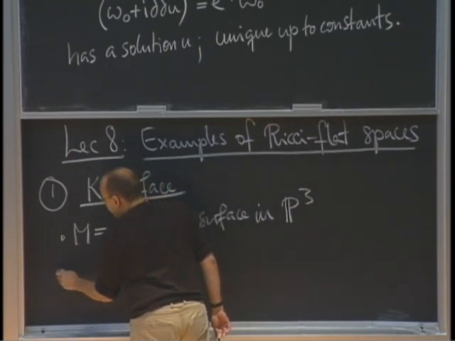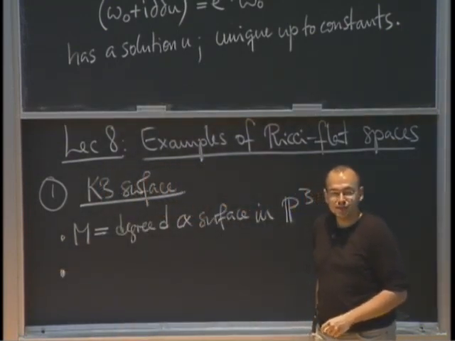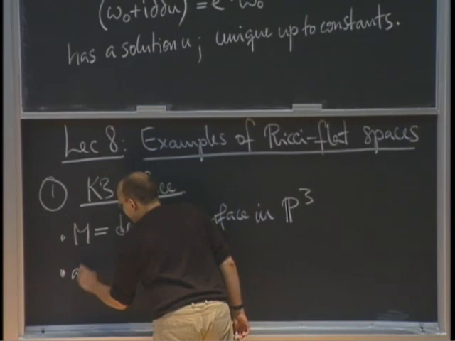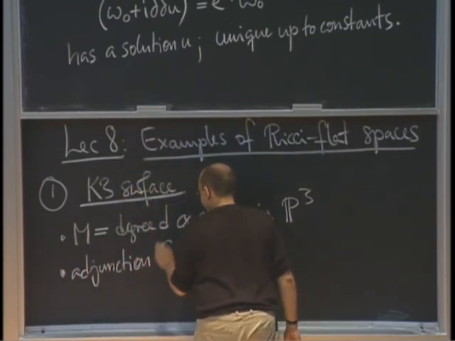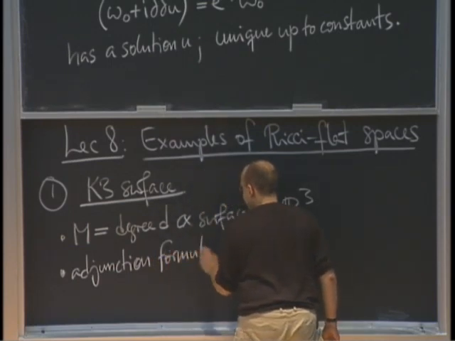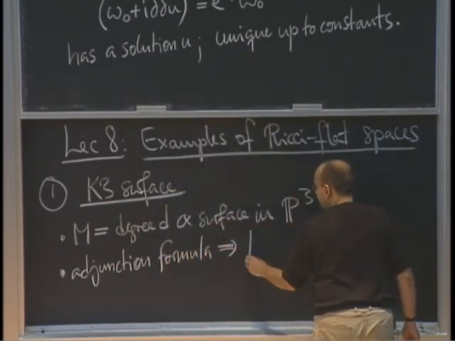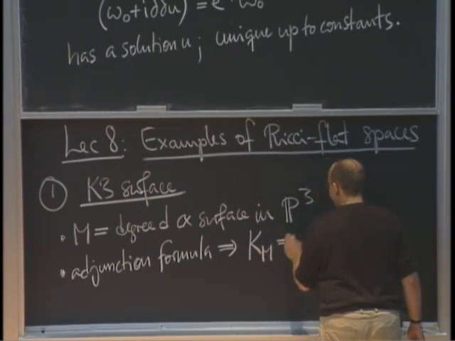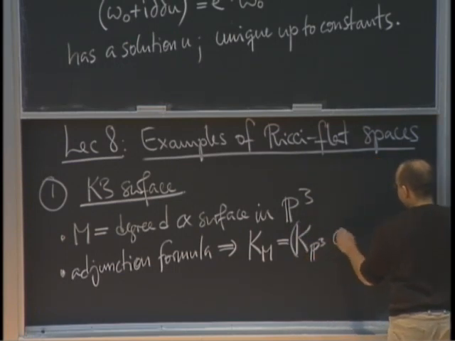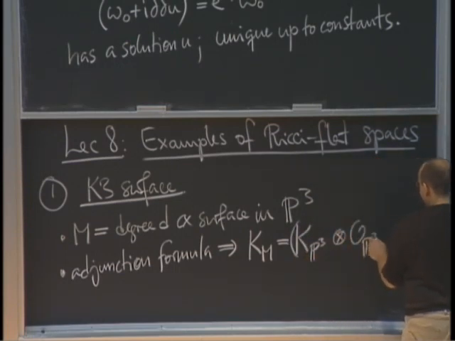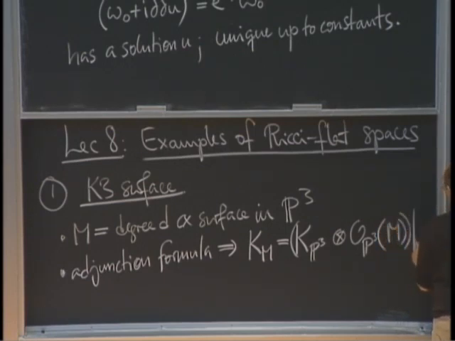Then there's a pretty easy way of calculating the canonical bundle of this guy. You use something that's called the adjunction formula. It's a pretty easy result, very useful. The adjunction formula tells you that the canonical bundle of M is the canonical bundle of P3 tensor the line bundle associated with M, restricted to M. So these are line bundles on P3 and they restrict them to M.